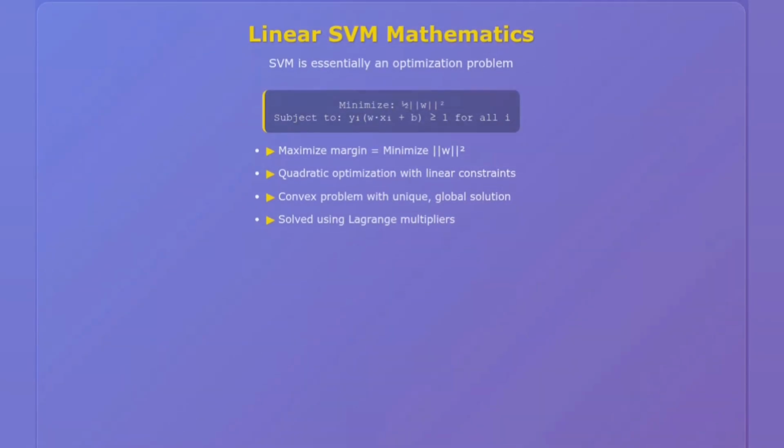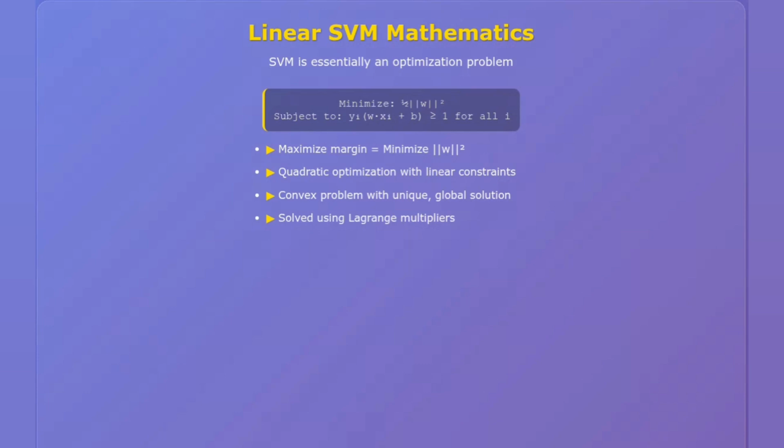Now let's look at the mathematical foundation. SVM is essentially an optimization problem. We want to maximize the margin, which mathematically translates to minimizing the norm of the weight vector W. The constraint is that all data points must be correctly classified with a margin of at least 1. This creates a quadratic optimization problem that has a unique global solution. The beauty of this formulation is that it's convex, meaning we're guaranteed to find the optimal solution.